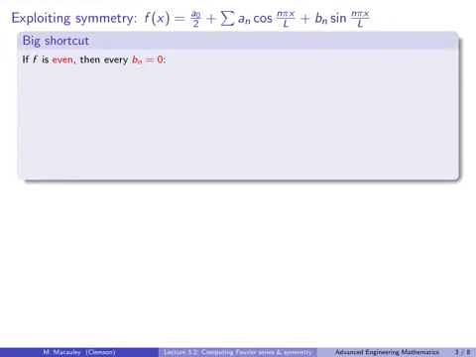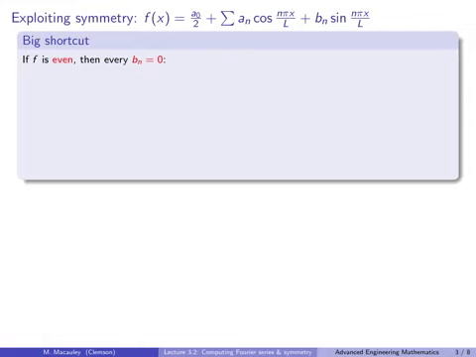Let's suppose we have a function f of x that's written in a Fourier series. So a0 over 2 plus an infinite sum of sines and cosines. Now we have a big shortcut and a small shortcut regarding symmetry. First of all, if f is an even function, then I claim every bn is equal to 0.